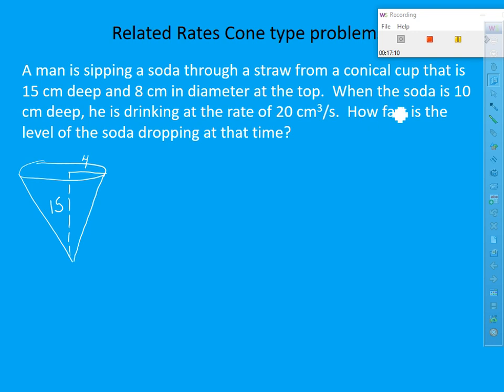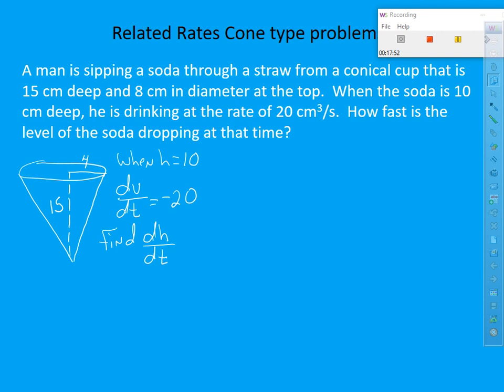So here goes. When the soda is 10 centimeters deep, so when h equals 10, he's drinking at a rate of 20 cubic centimeters per second. Notice the cubic again, so we're talking about volume. I know that dV/dt is negative 20 because we're drinking it, right? How fast is the level of the soda dropping at that time? So we would like to find dh/dt.